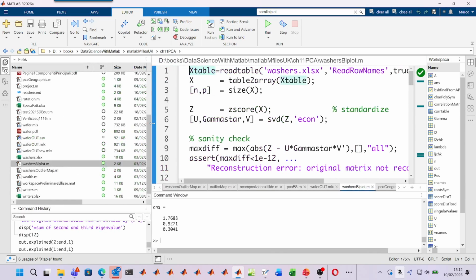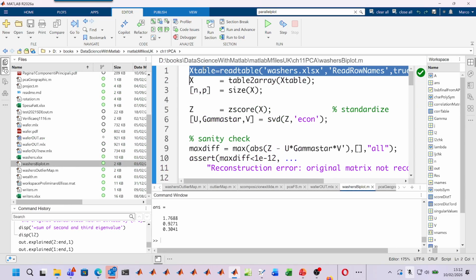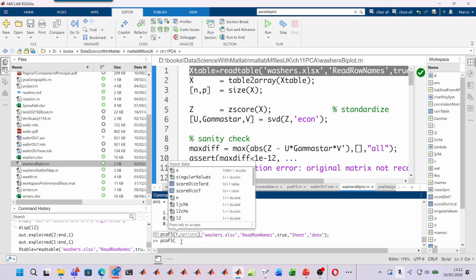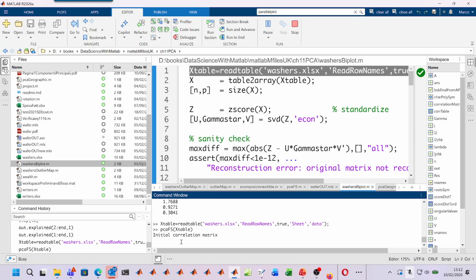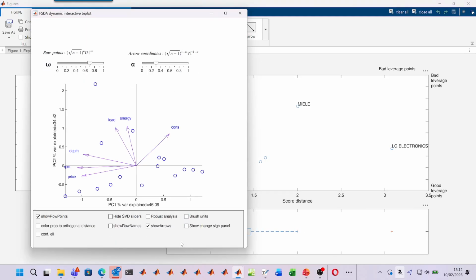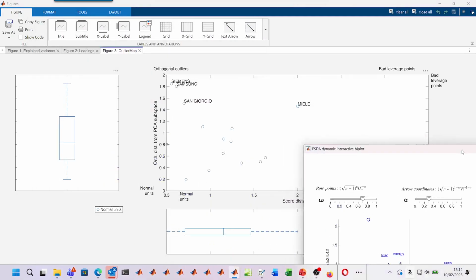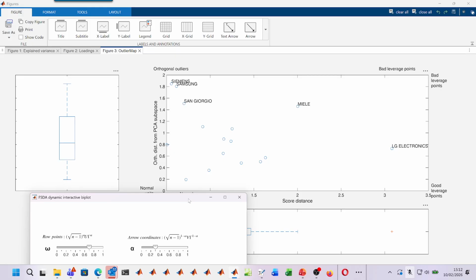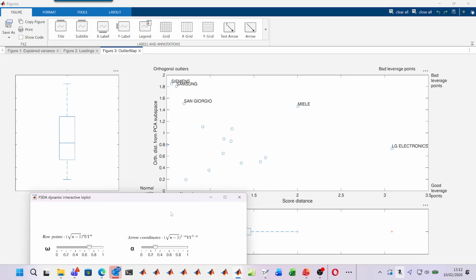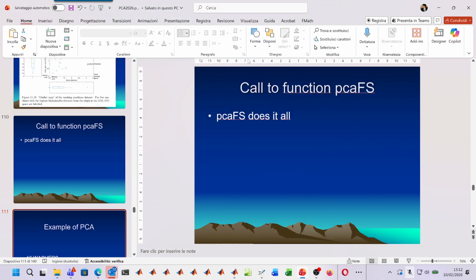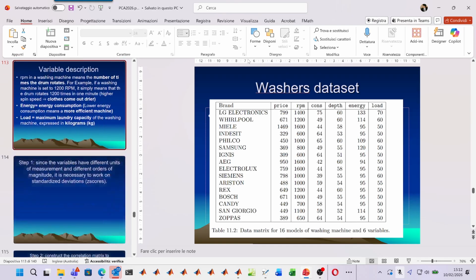So let me read the data. Washers, PCA, FS, X table, and that's it. Okay, this is automatically the last plot that we have never seen. Score distance and orthogonal distance, right? Now, let us now comment on this data set.